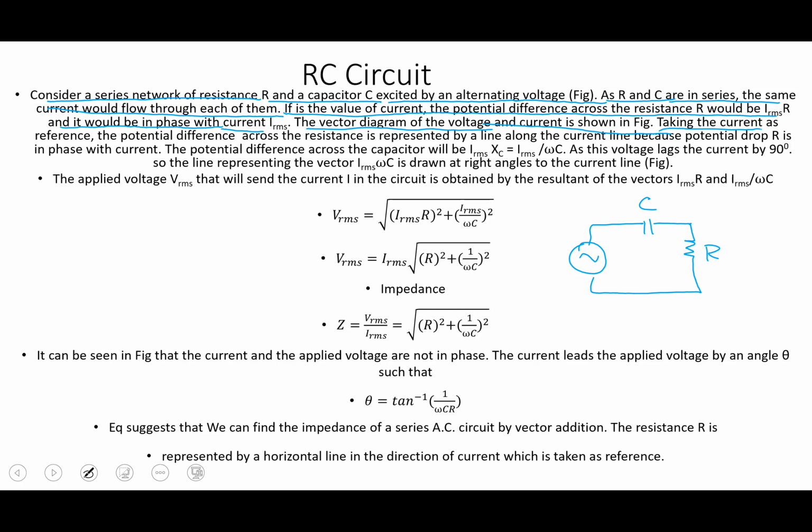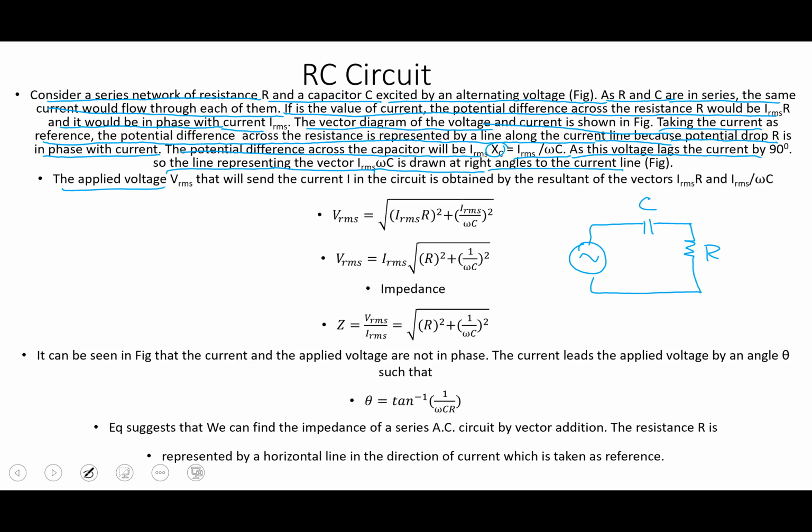Taking the current as the reference, the potential difference across the resistance is represented by a line along the current, being a line because the potential drop across R is in phase with the current. The potential difference across the capacitor will be Irms times XC, which is equal to Irms divided by omega C, because we have put in the value of XC. As the voltage lags the current by 90 degrees, the vector Irms over omega C is drawn at right angle to the current line as shown in the figure.